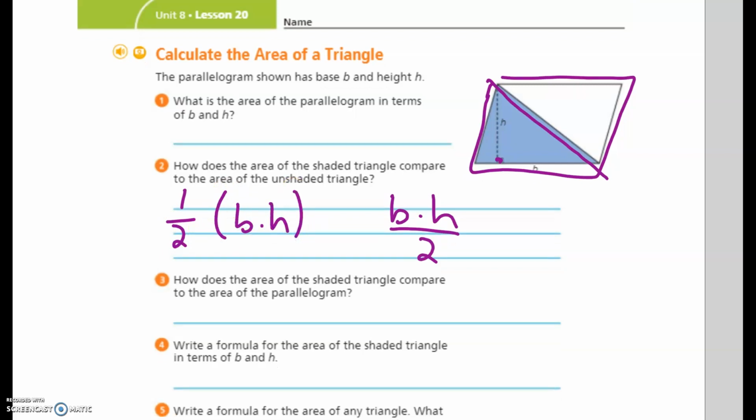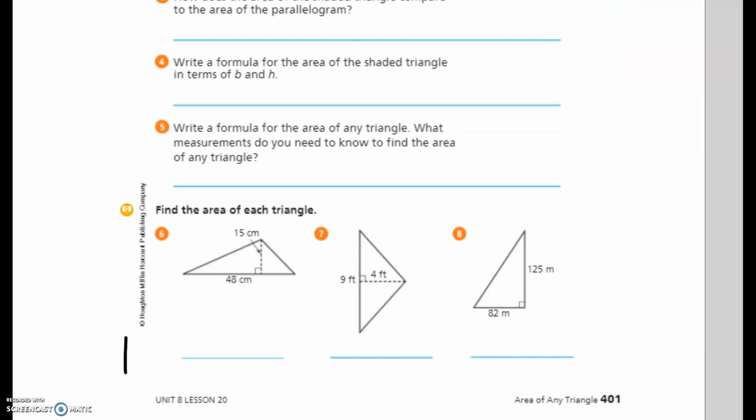As a warm-up, I would like for you to do this problem right here. So grab your calculator. I'm going to wait while you punch your numbers into the calculator using our formula, base times height divided by 2.